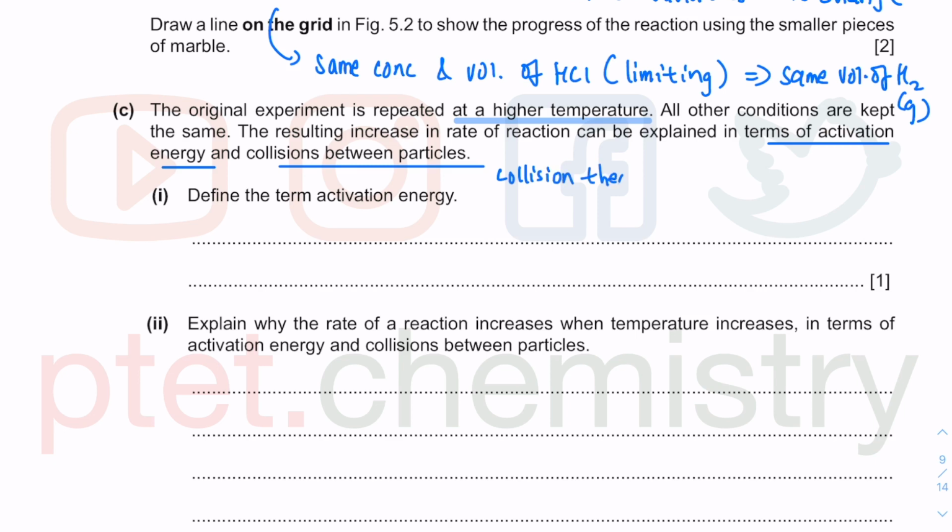Particles must collide with enough energy. So you must have energy greater than or equal to the activation energy. Define the term activation energy as stated in the syllabus. It is the minimum energy required, or needed.